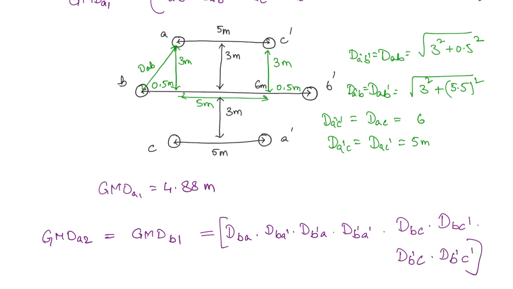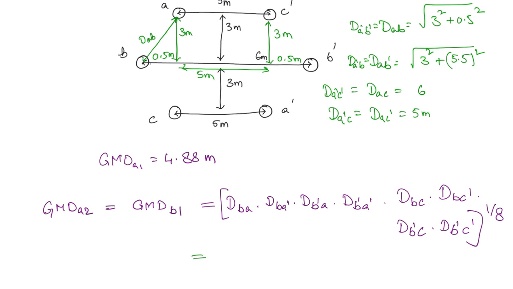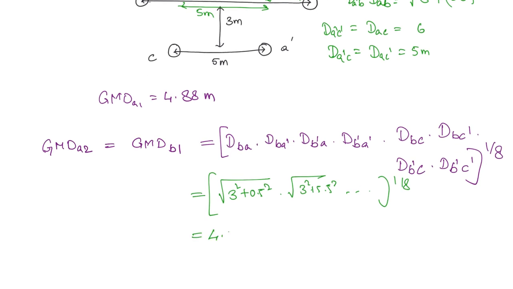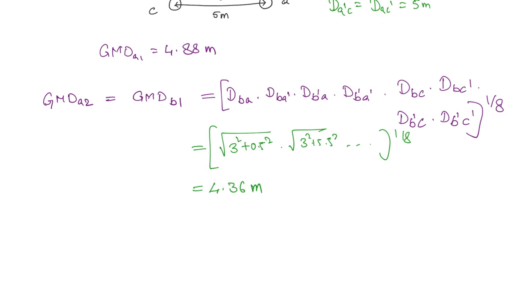This is also similarly to the power 1 by 8. Now what is DBA? This is the same as DAB. So we have already found this out, root over 3 square plus 0.5 whole square. And DBA', B is here and A' is here. This also we have found out, right? So in this manner you can substitute each of these, and you are going to get the final value, I am writing, 4.36 meters. So this is GMD of phase A in position 2.